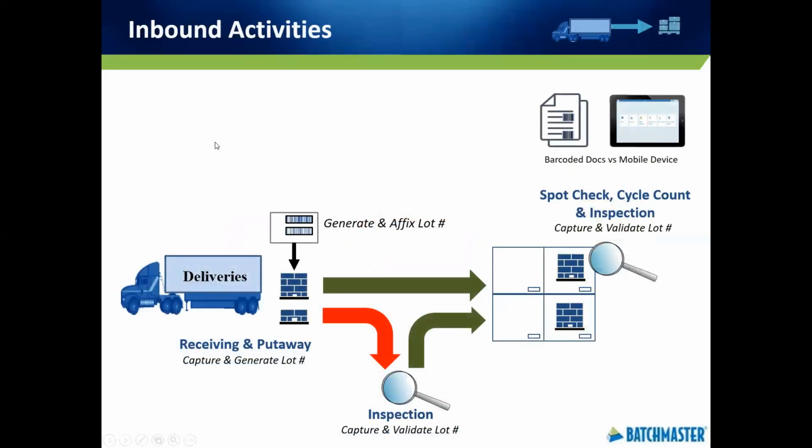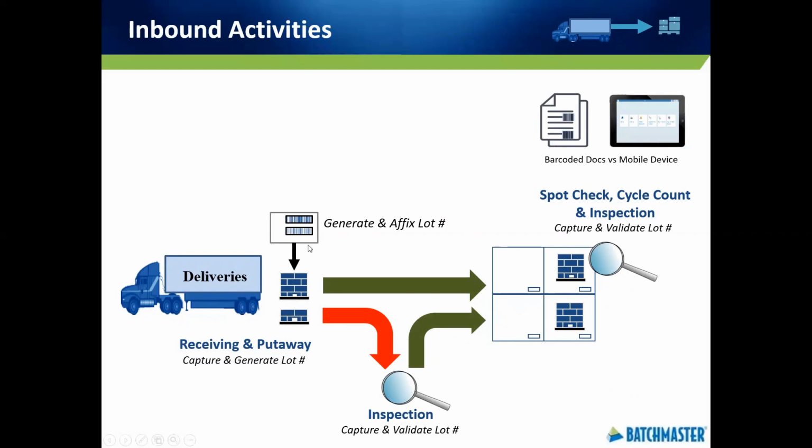So let's start off with inbound activities. Here, we've got a vendor delivery and the receiving and put away tasks that one executes either with a barcode document or a mobile device, a smart tablet. We're going to go ahead and generate lot numbers against vendor manufacturing lot numbers. So we've got a cross reference association between our internal lot number and that vendor lot number.